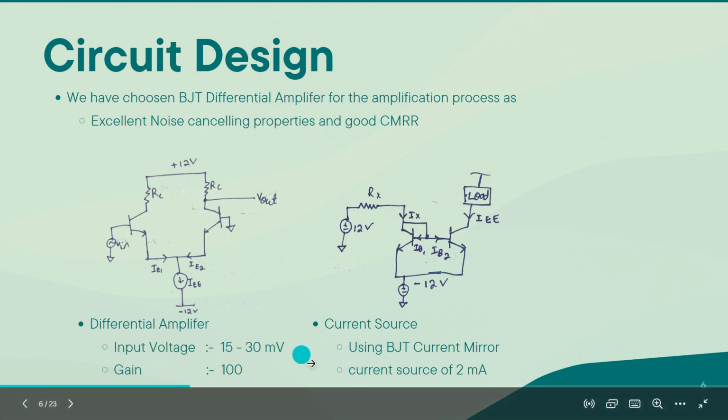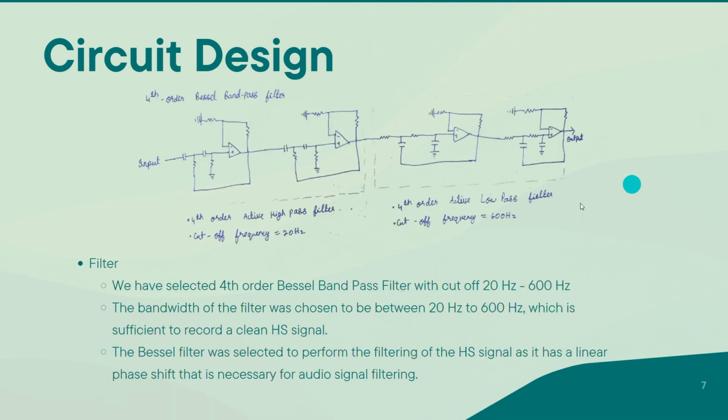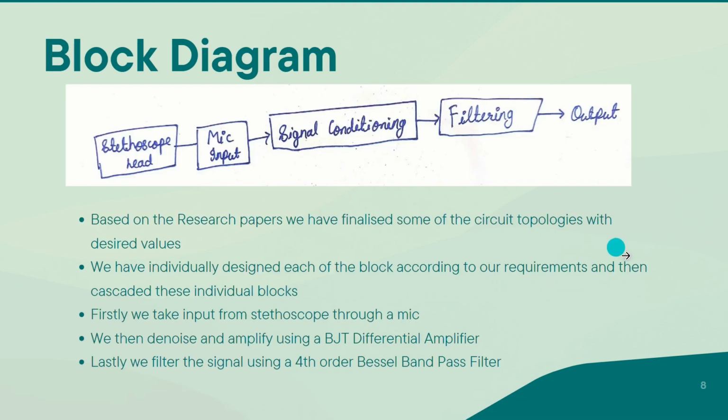So our input voltage through our mic will be in the range of around 15 to 20, 30 millivolts and we are looking for a gain of around 100x. Circuit design of the fourth order Bessel bandpass filter. So now let's move on to the filter. The desired range for the filter, as I said, was 20 to 600 Hz, which is the frequency range of human heart sounds. The Bessel filter was chosen for its linear phase response, which helped preserve the integrity of the signal.